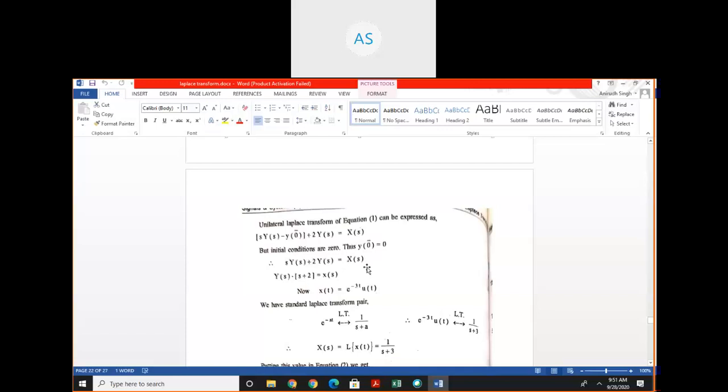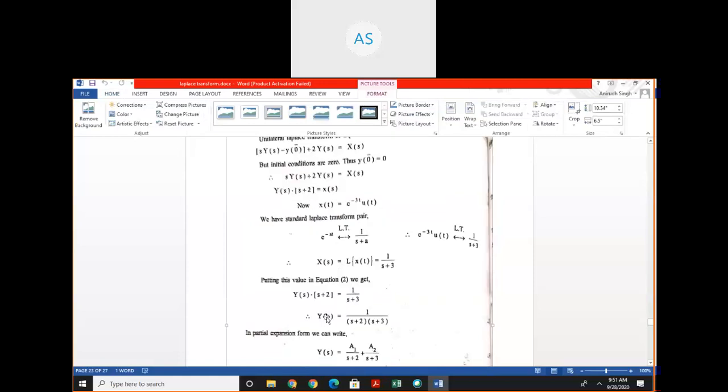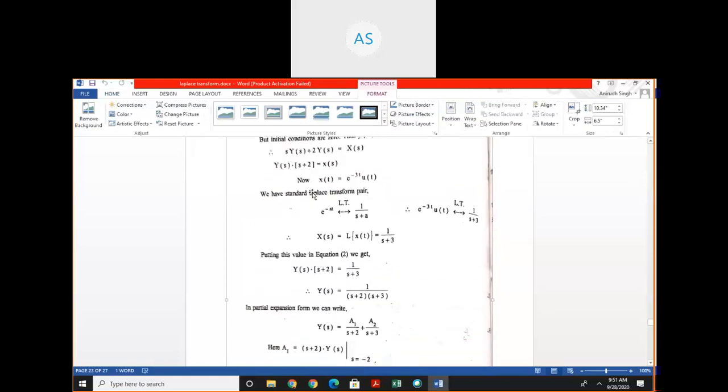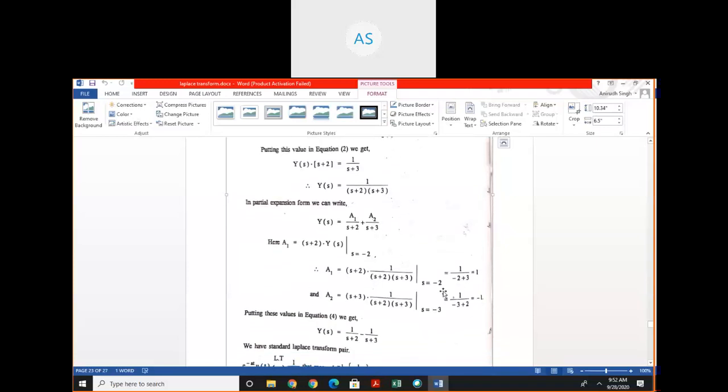Here x of t is equal to exponential minus 2t ut. In the question it is probably given as exponential minus 2t, and here it is exponential minus 3t. But we know that from the standard Laplace transform, the Laplace transform of exponential minus at is given by 1 by s plus a. So the Laplace transform of exponential minus 3t is given by 1 by s plus 2.